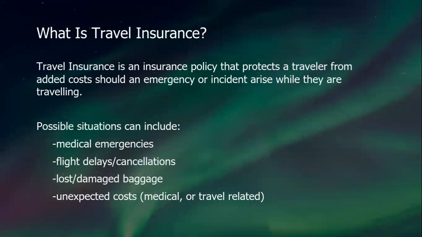So what exactly is travel insurance? Travel insurance is an insurance policy that protects travelers from unexpected costs should an emergency or incident arise while they are traveling. This could include medical emergencies, flight delays or cancellations, lost or damaged baggage, or any other unexpected medical or travel-related costs.